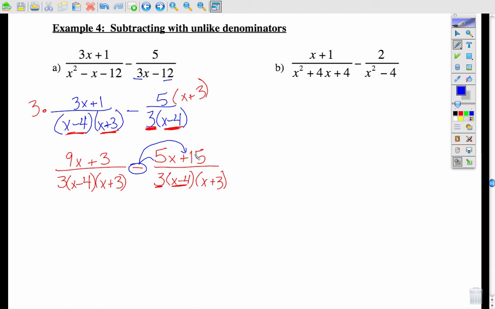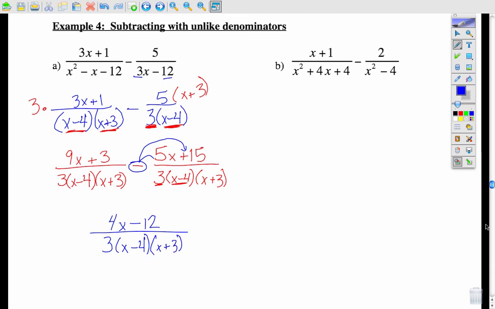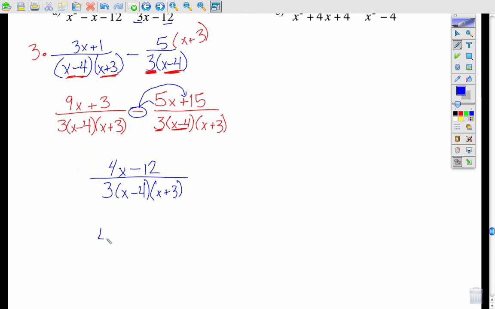The only weird part about subtraction is you have to make sure that you're subtracting this and you have to distribute it over to here as well. So you end up with a 9x minus 5x, which is 4x. You end up with a 3 minus 15, which is negative 12. And it's all over this.